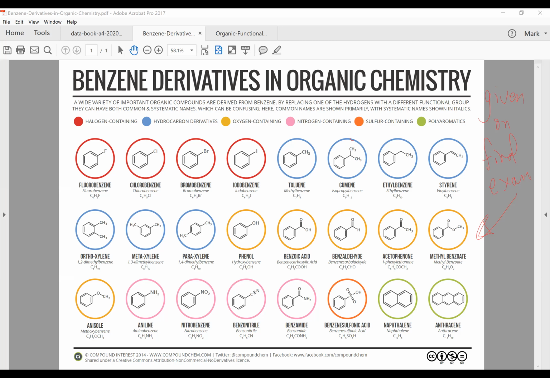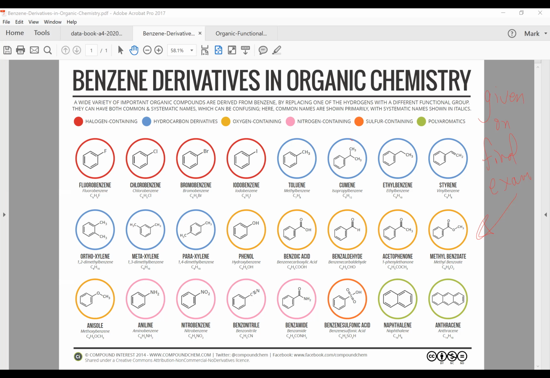Ethylbenzene, pretty simple. It doesn't have a common name. You'll notice that the common name and the systematic name are the same. And then styrene, this is a good one. Styrene is an important one for polymers, which we don't really talk about in this course, but you could use styrene to make polystyrene, which is a polymer.